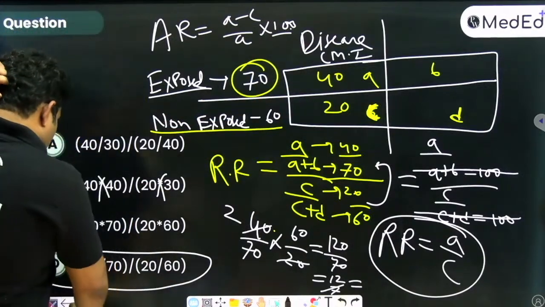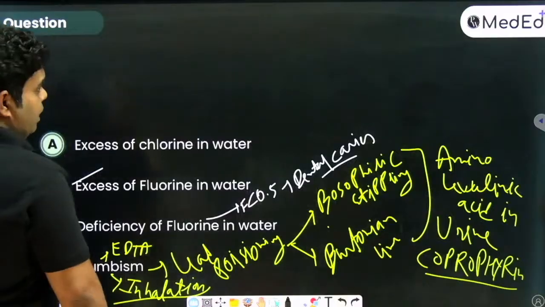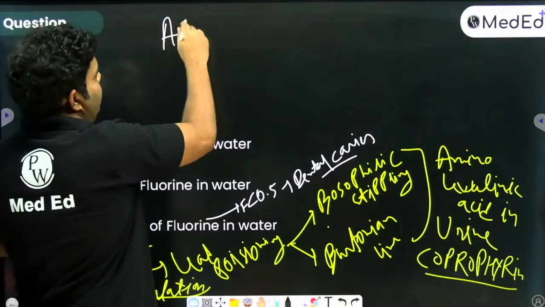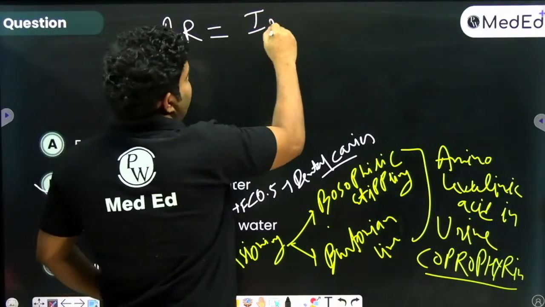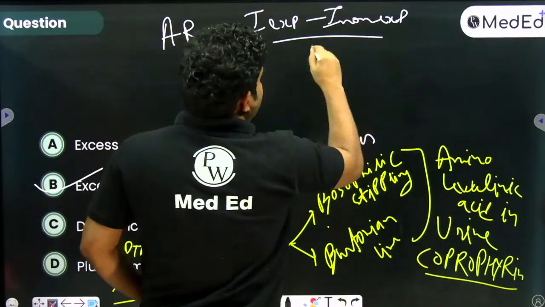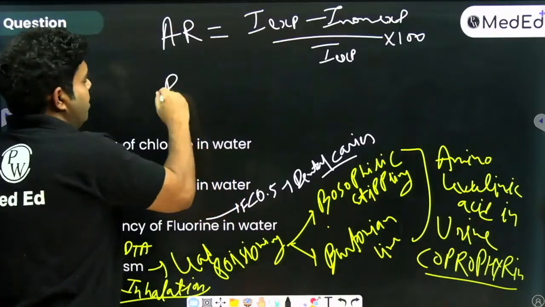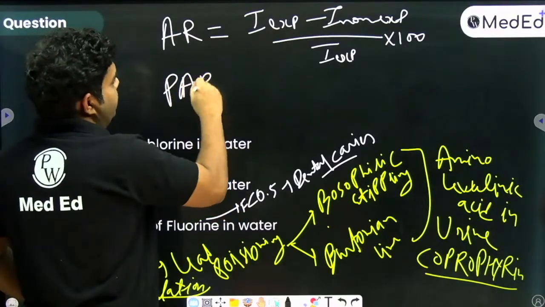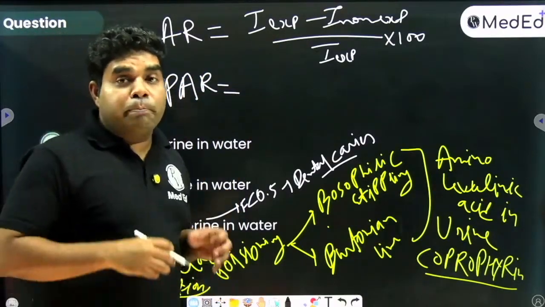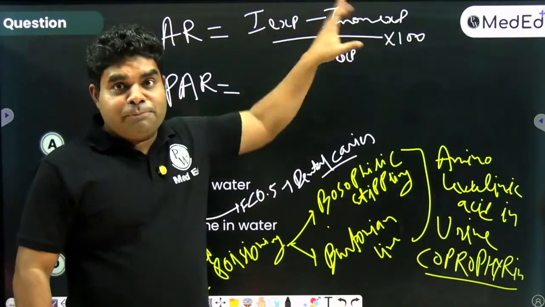I hope you know and remember the definition of attributable risk also. What is the definition of attributable risk? Attributable risk is incidence in exposed minus incidence in non-exposed by incidence in exposed into 100. And if you have to remember the formula of population attributable risk, you just have to put population in place of exposed. Non-exposed will remain the same.